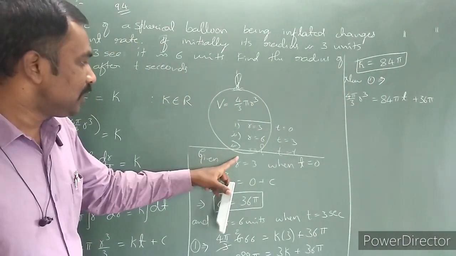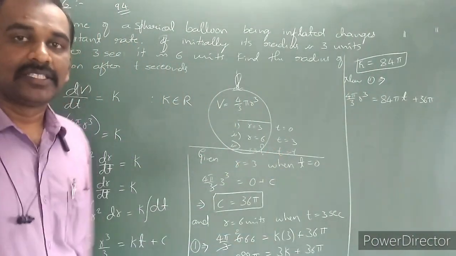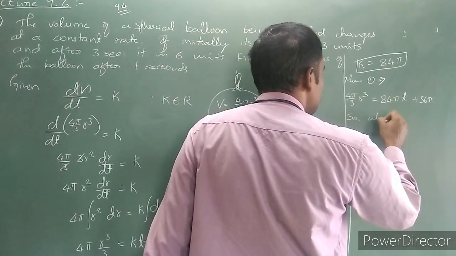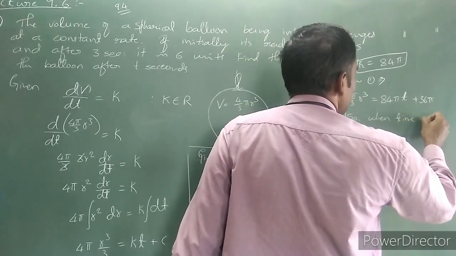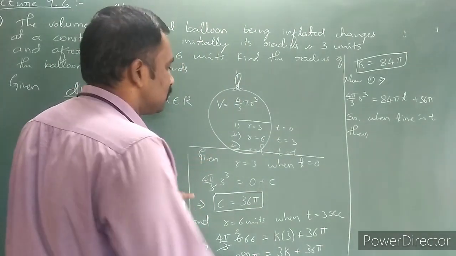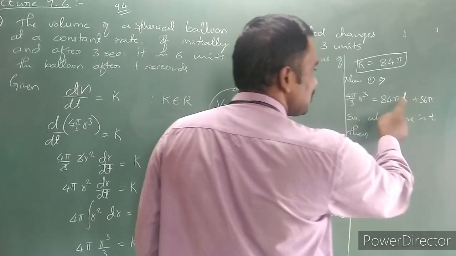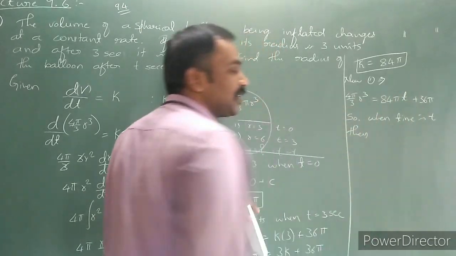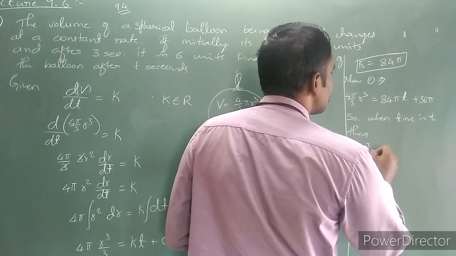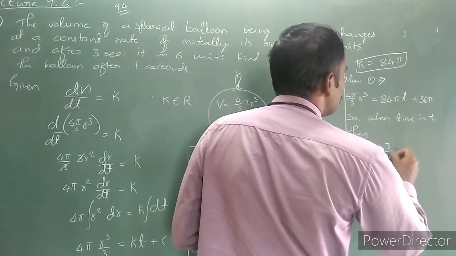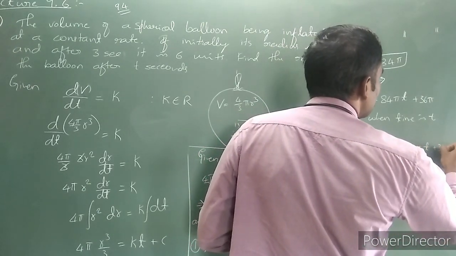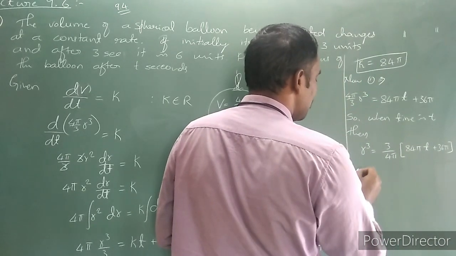Now what we need? Actually we need the radius value whenever the time is t. So when the time is t, then what happens? R value is required. So it is better to get R is equal to. What is R equal to? I just write R cube is equal to 3 divided by 4 pi into 84 pi into t plus 36 pi. Take a common and simplify.